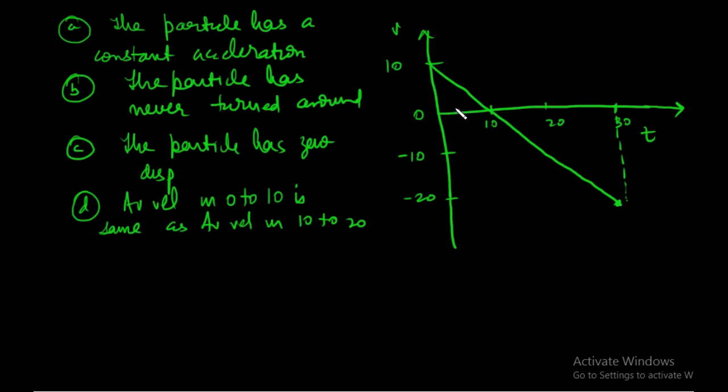This is the VT graph. First of all, I want to find out how V varies with T. So we will find out the equation between V and T. Now in general, any equation is written as y equal to mx plus c. C is a constant.